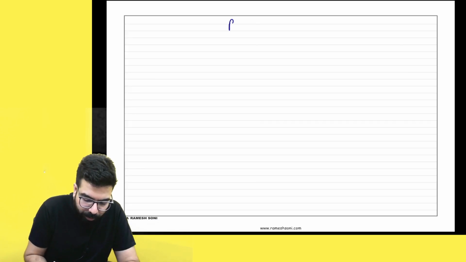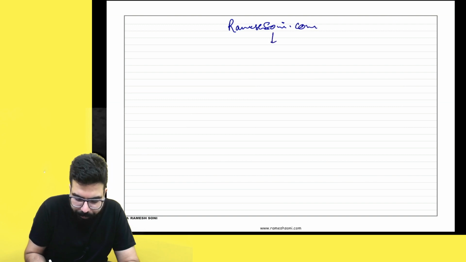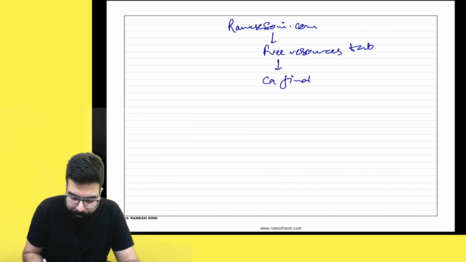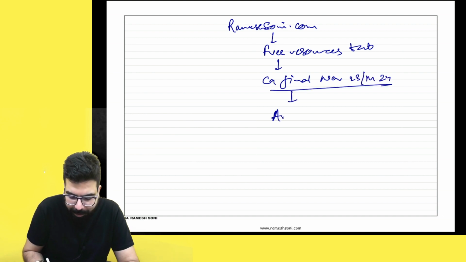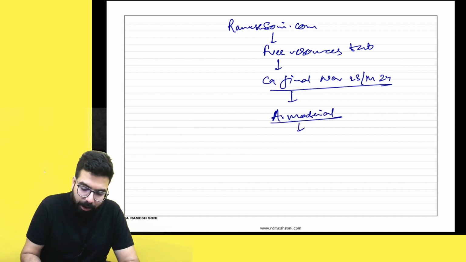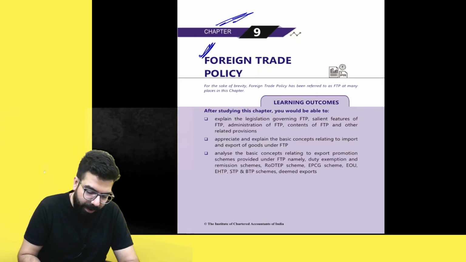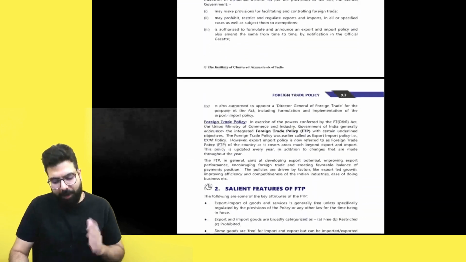Sir, where do I download these charts from? You go to rameshsoni.com. In rameshsoni.com, you have to go to the free resources tab. When you click on the free resources tab, it will redirect you. Click on the CA Final November 23/May 24 folder. In that, you will find amendment material. In the amendment material folder, you will find these additional charts, plus the CA Institute's foreign trade policy material which is provided.